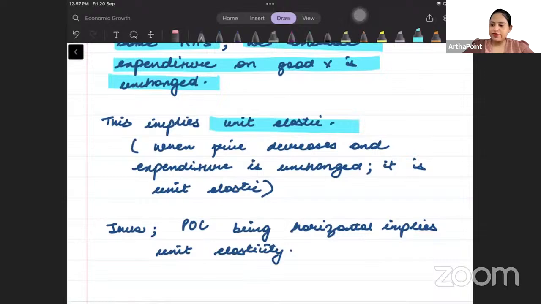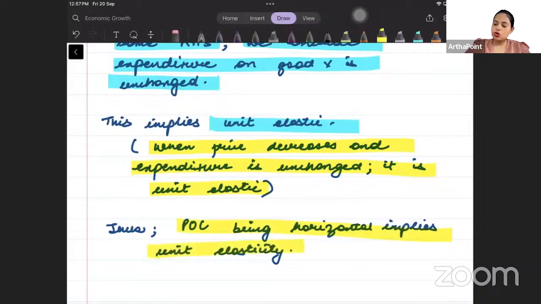You can also give why it implies unit elasticity, because so far we have not stated anywhere what unit elasticity is. So you can just say when price decreases and expenditure is unchanged, it is unit elastic. So therefore, a price offer curve being horizontal is unit elastic. This is how you can write a full-fledged answer in this case. I hope this is absolutely clear to you. Right? Okay. Now let's move on.